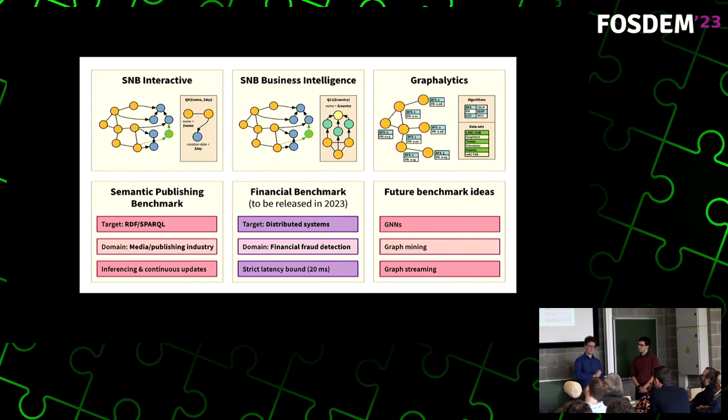Of course, graphs are ubiquitous and they have loads of use cases, so there are many future benchmark ideas, including graph neural networks, mining, and streaming.